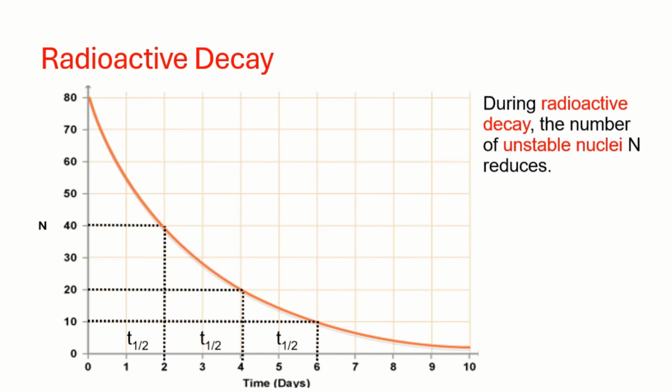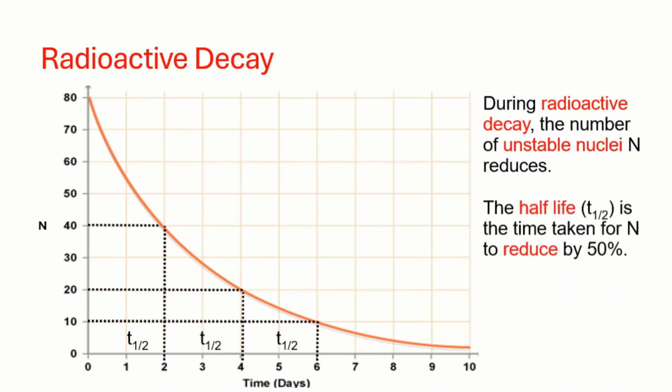Now this time, 2 days, is referred to as the half-life. The half-life is the time taken for the number of undecayed, unstable nuclei to reduce by 50%. So notice we've gone from 80 to 40, reducing by 50%, which took 2 days. We've gone from 40 to 20, which took 2 more days, and then from 20 to 10, and that took 2 more days. So in this case, we would say that the half-life of the substance is 2 days.